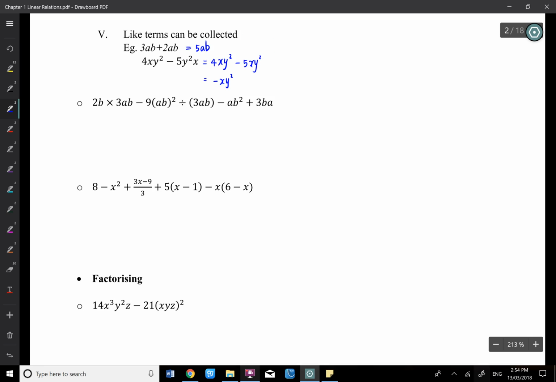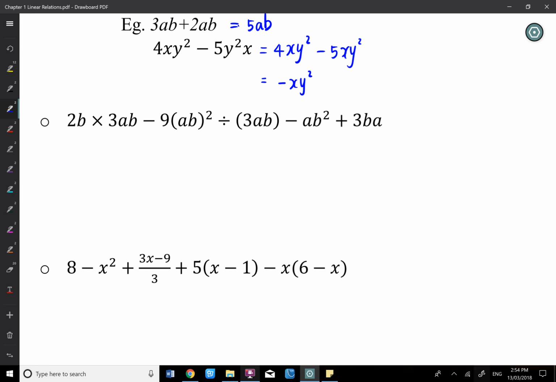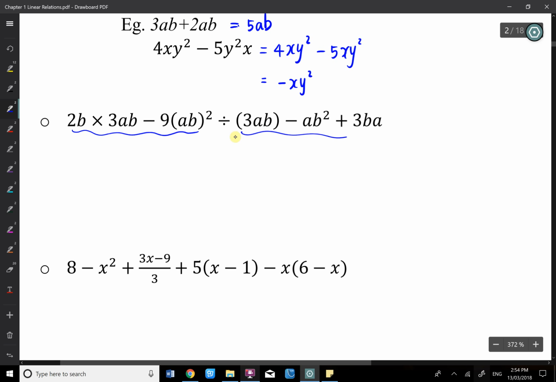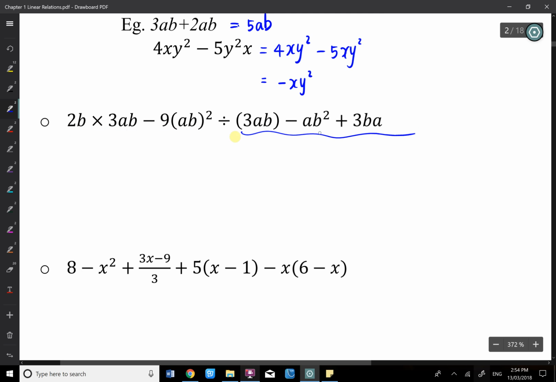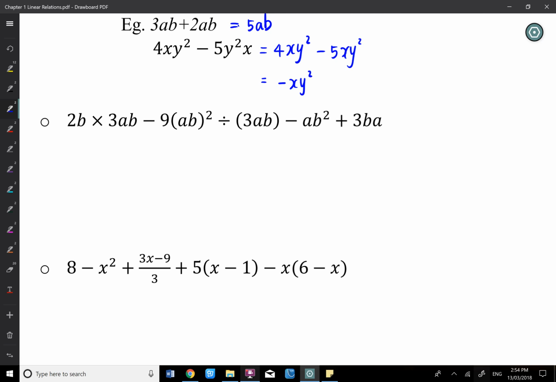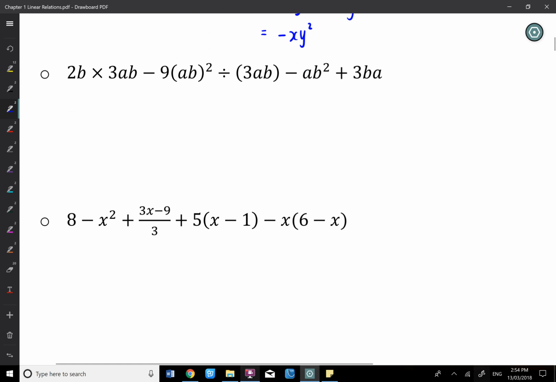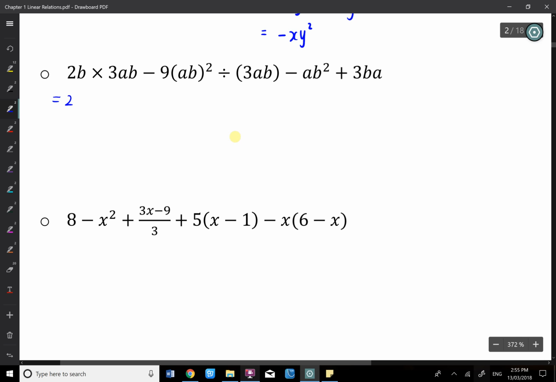Okay, the first one. A lot of you write this over that, which is wrong. Why is that wrong? What's the operation order? Tell me what's the operation order? What's the first thing? Bracket. What's the second? Power. Okay, let's do things one by one. 2b times 3ab. Minus, okay, bracket first.